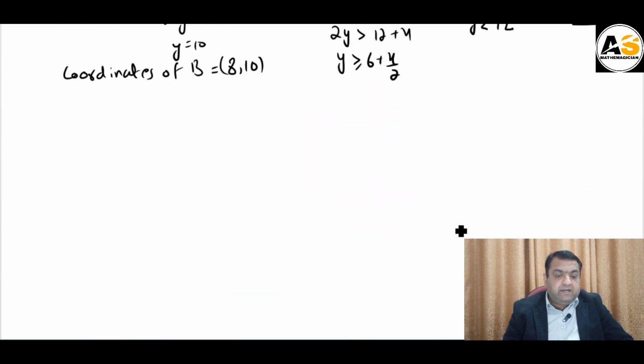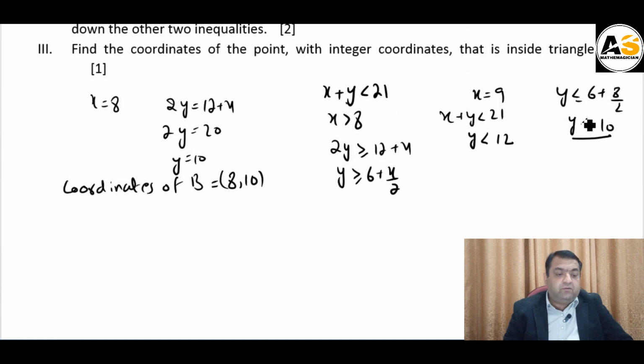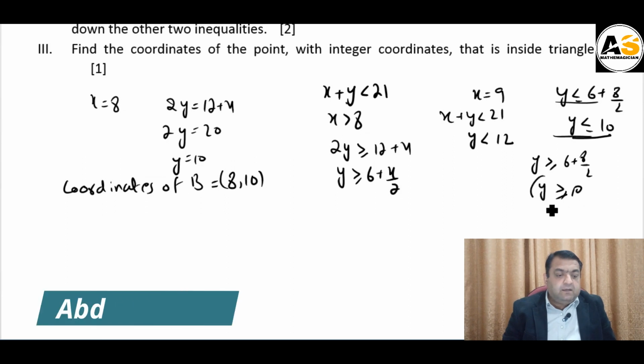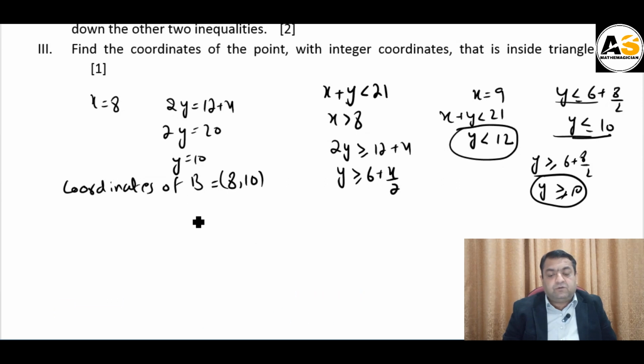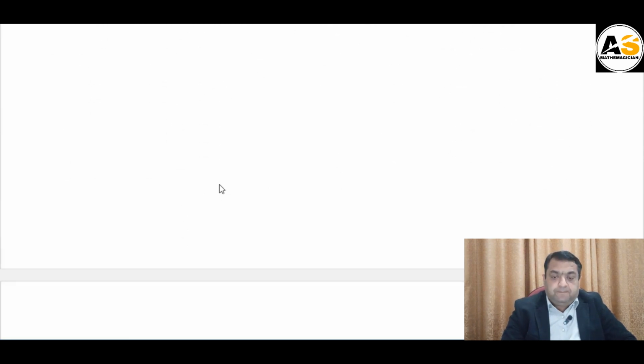Sorry, the third inequality was greater than. This is the greater than inequality, I wrote it by mistake. y is greater than or equal to 6 plus 8 over 2, y is greater than or equal to 10. See these two? Any number between these two is 11. 9 and 11 is your answer. I hope this is clear.